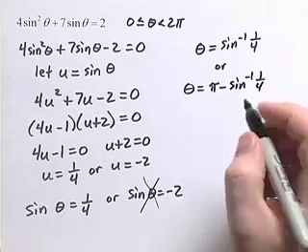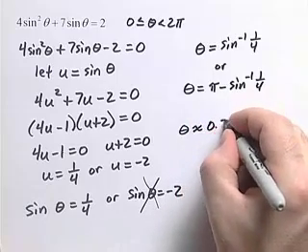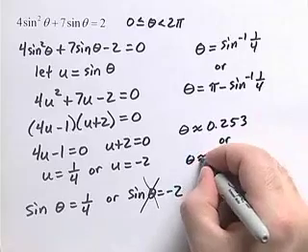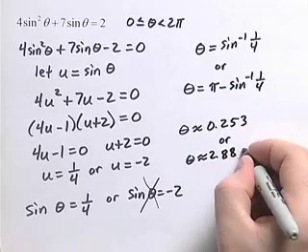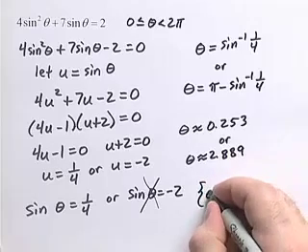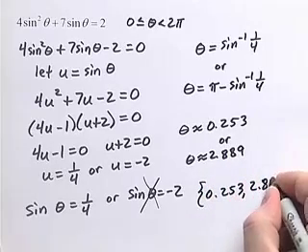We get the approximate values. We'll have theta is approximately 0.253, or theta is approximately 2.889. So we can write our solution set then as 0.253 and 2.889.